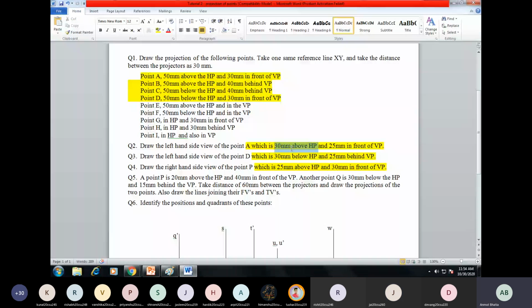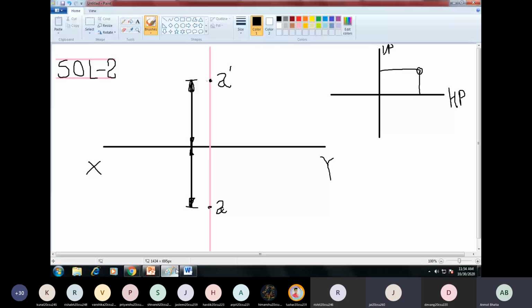30 mm above HP. I told you it's linked with the front view, and 25 mm in front of VP, as I told you it is linked with the top view. So I should write here 30 because it is linked with the front view. I should write here 25 because it is linked with the top view. Correct. Till this point we have made everything.